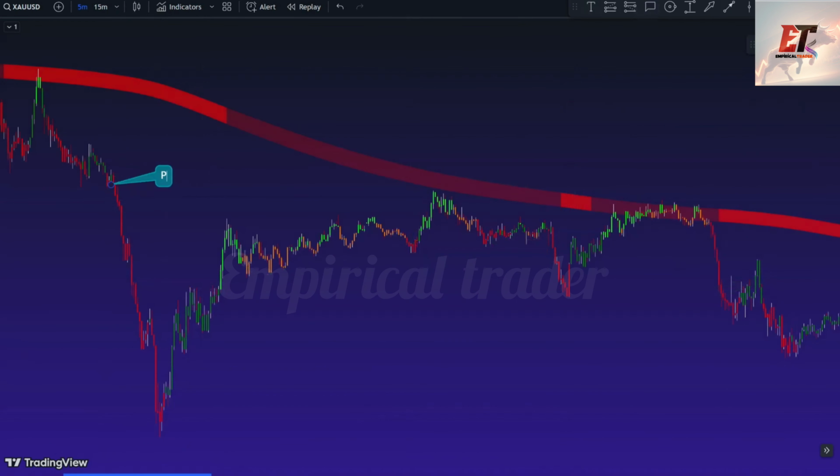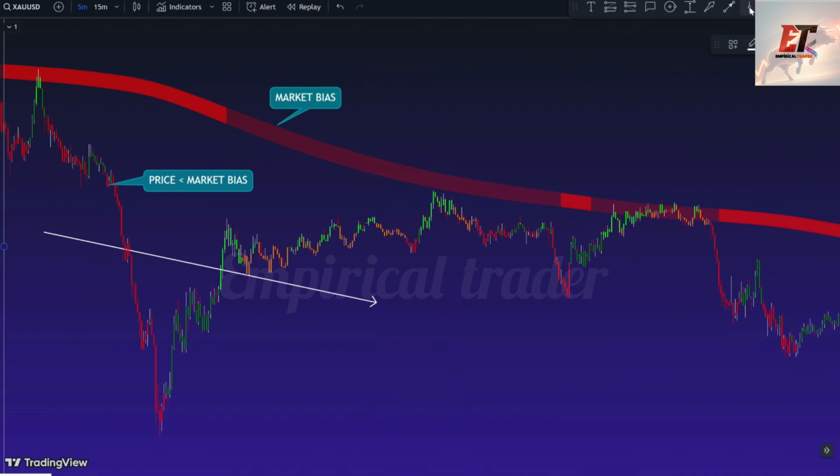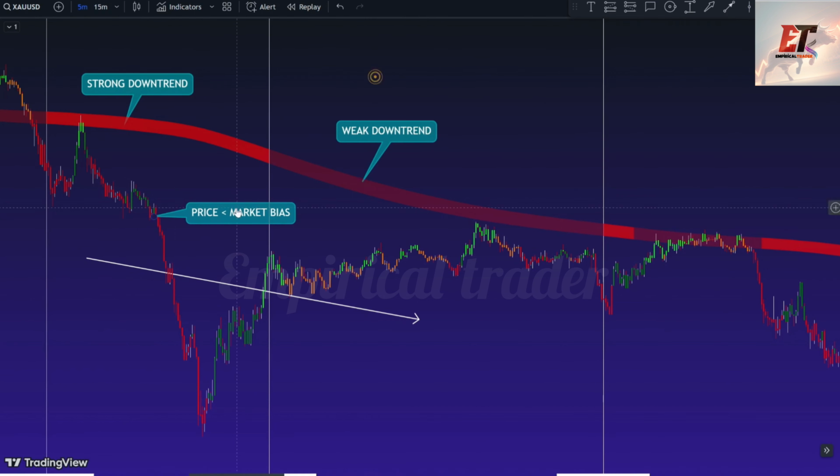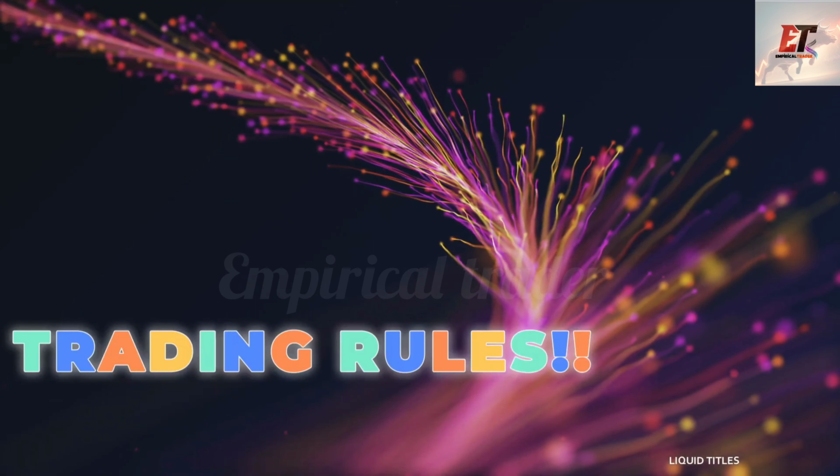On the flip side, if the price action candles dive below the red market bias line, it's a sign that the market is on a downtrend slide. A bright red color with price below it signals a strong downtrend, while a darker red color means the downtrend is a tad weaker.